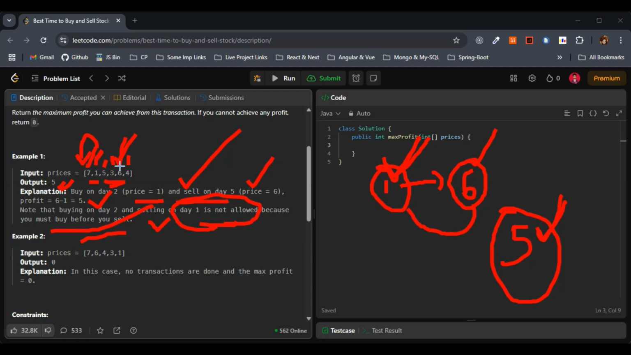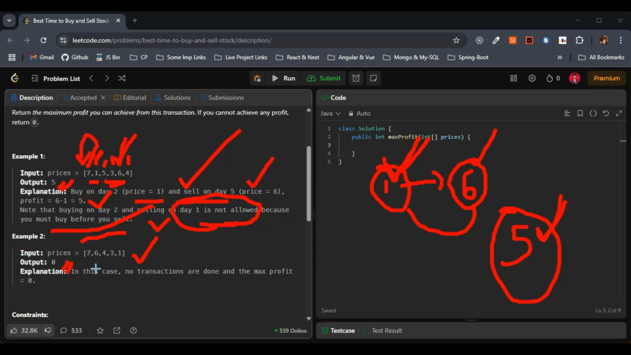So we cannot buy on day 2 and sell on the previous day. That we cannot do, right? That is the reason they have strictly mentioned here: note that buying on day 2 and selling on day 1 is not allowed, because we must buy before we sell, right? Same goes with example 2 here as well, because first thing is the output is 0.